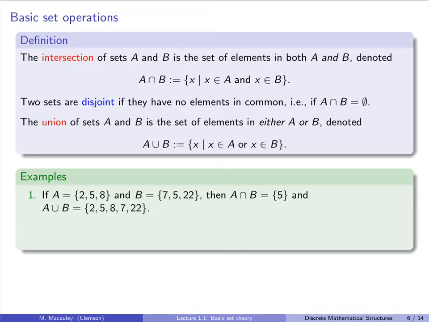And also something I didn't say before, but maybe I should have, is that the order doesn't matter. We're just concerned with all things that are in the set. So in other words, the set containing 2, 5, and 8 is exactly the same as the set containing 8, 5, and 2.